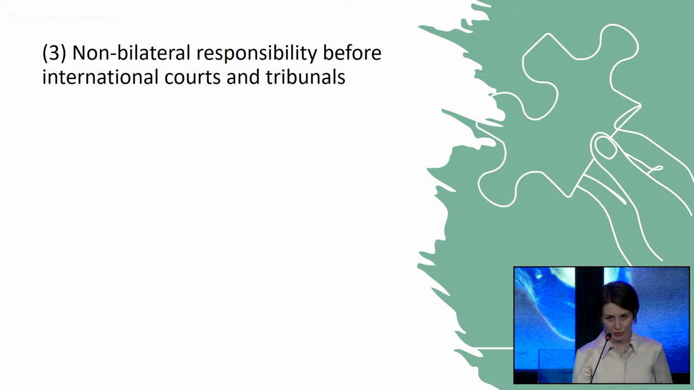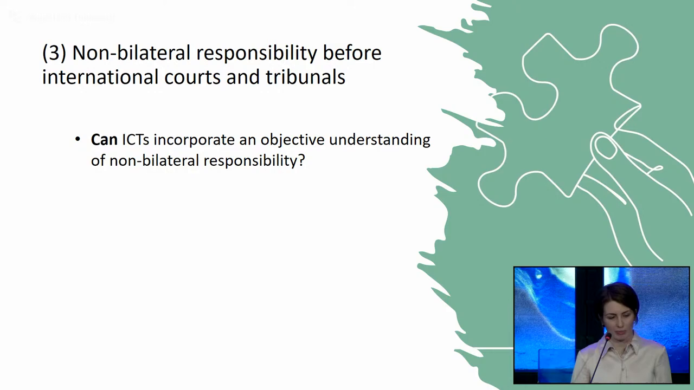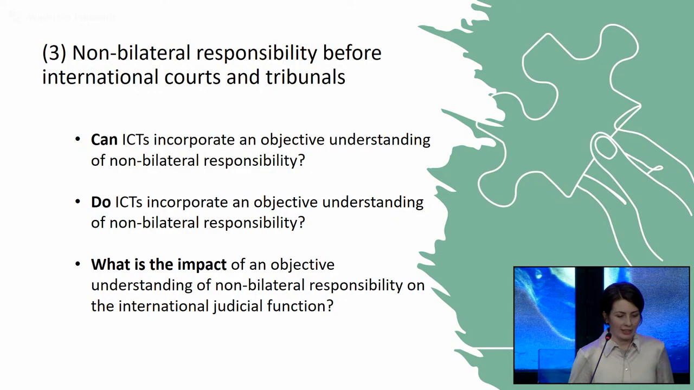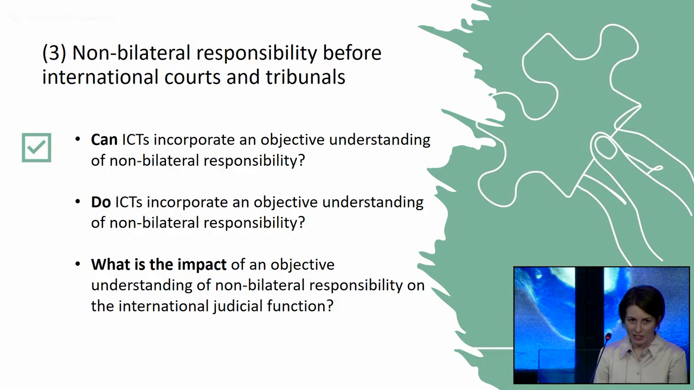Now, the practice and procedure of international courts and tribunals has evolved mostly alongside the traditional bilateral model. So here we ask three questions. Firstly, despite this, in accordance with their practice and procedure, can international courts and tribunals incorporate an objective understanding of non-bilateral responsibility? Do they actually do so? And then finally, what is the impact of that on their role, so on the international judicial function, if they were to incorporate this objective theory of non-bilateral responsibility? And I find, in brief, that yes, there is plenty of room within the existing practice and procedures of international courts and tribunals for them to follow this objective understanding of non-bilateral responsibility.